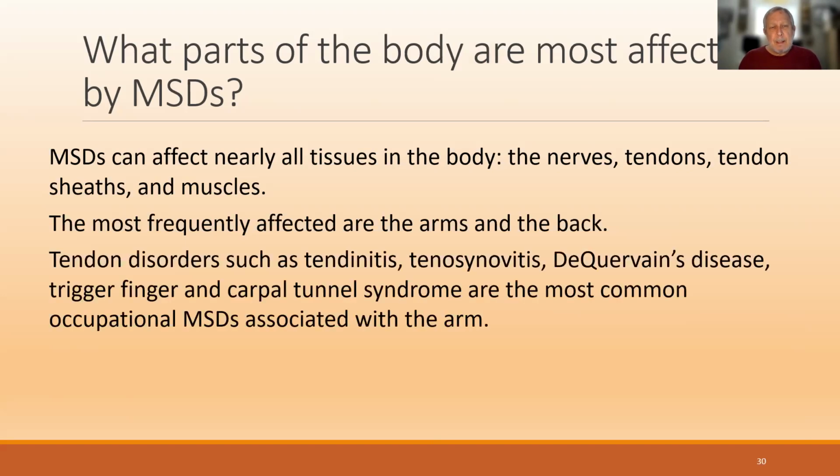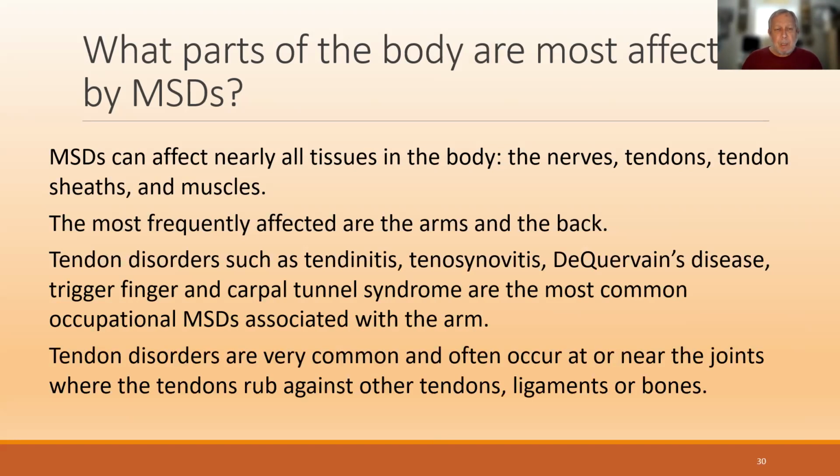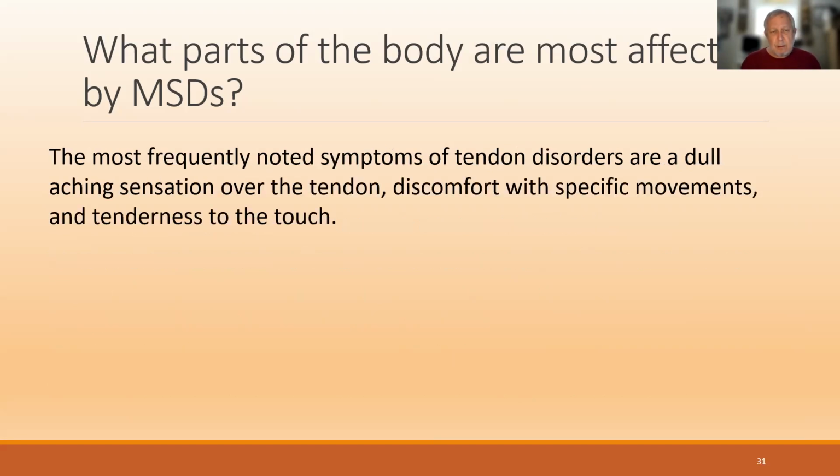Tendon disorders such as tendonitis, tenosynovitis, De Quervain's disease, trigger finger, and carpal tunnel syndrome are the most common occupational MSDs associated with the arm. Tendon disorders are very common and often occur at or near joints where the tendons rub against other tendons, ligaments, or bones. We'll talk about a lot of this stuff later on too.